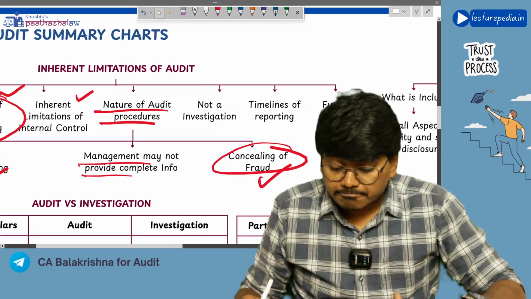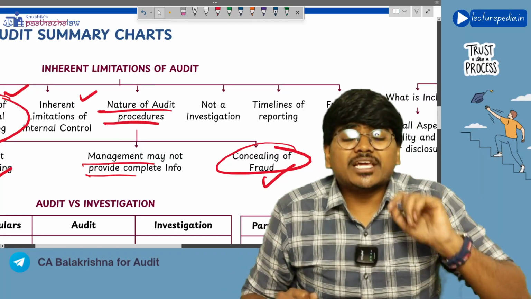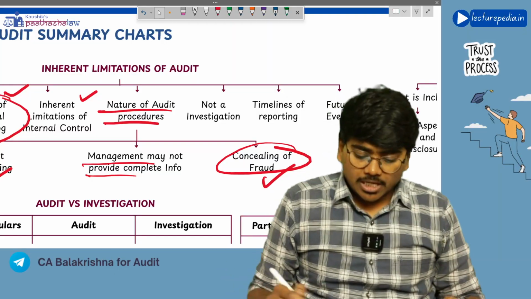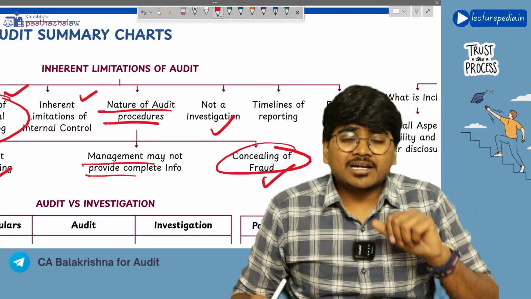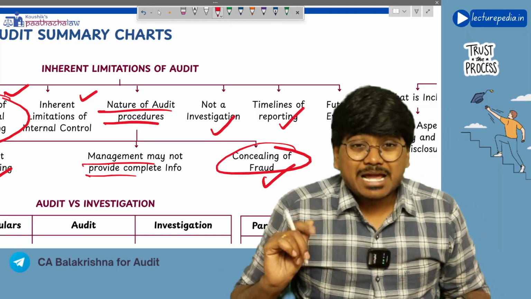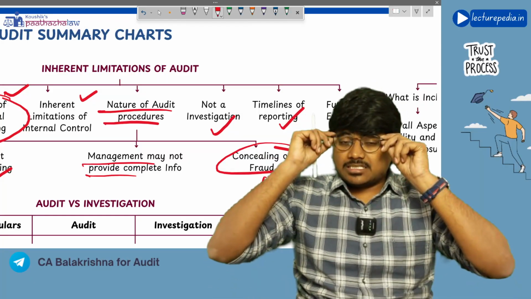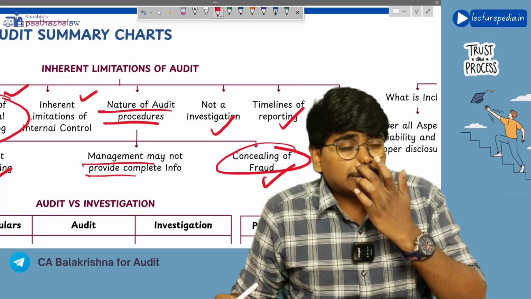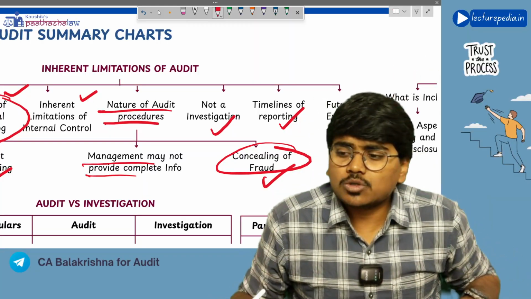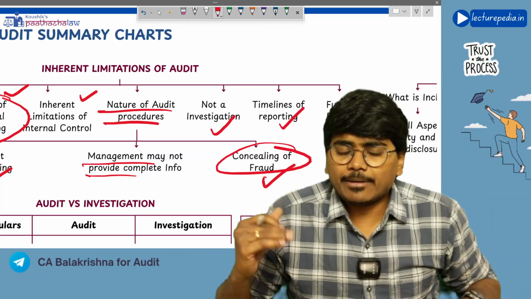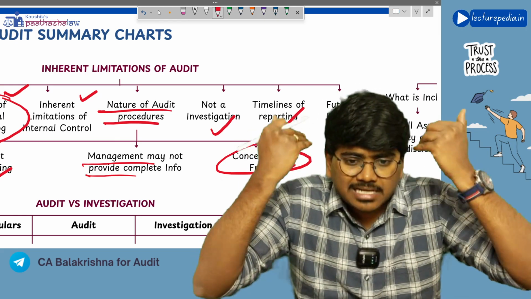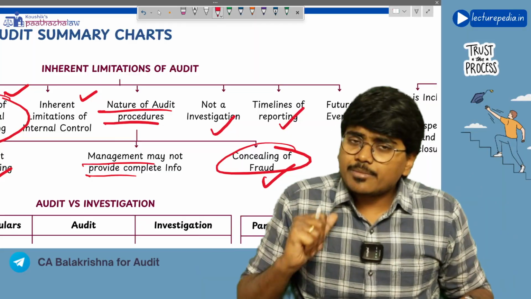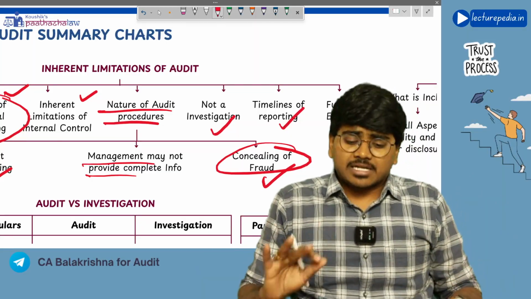Next, you should remember that audit is not an investigation to deeply dive into each and every matter. So this is also one of the inherent limitations of audit. Next, timelines of reporting. See, there is limited time available for the auditor to conduct the audit. In case of banks, there are just 2 to 3 days for the auditor to do the audit of each branch of the bank. Then in such a situation, how can the auditor find all the frauds and errors in such limited time? So this is also one of the inherent limitations.